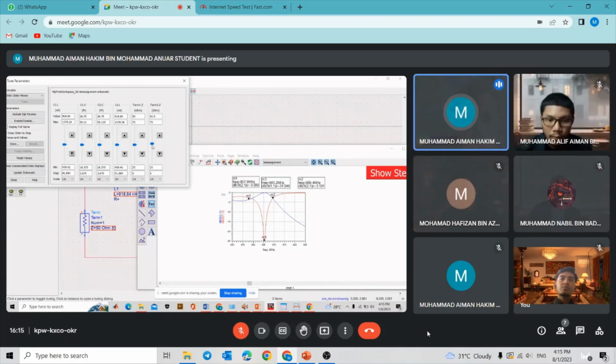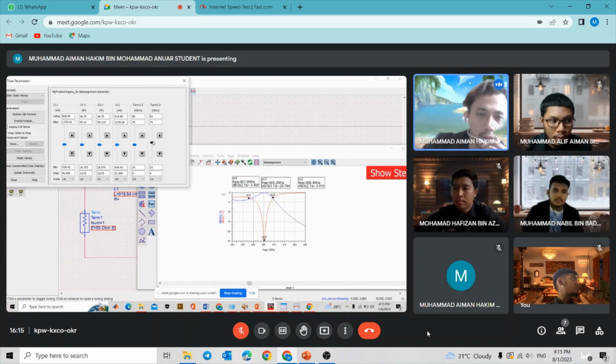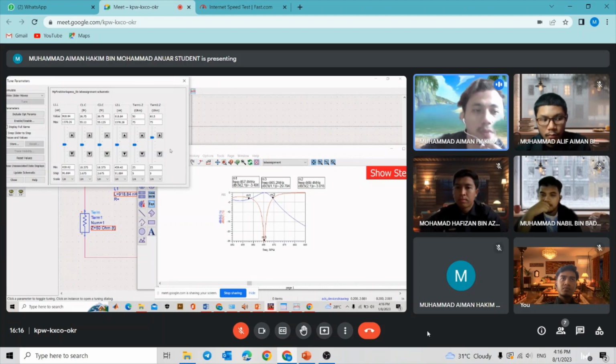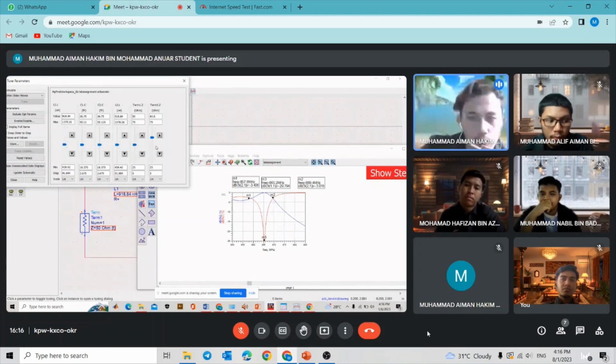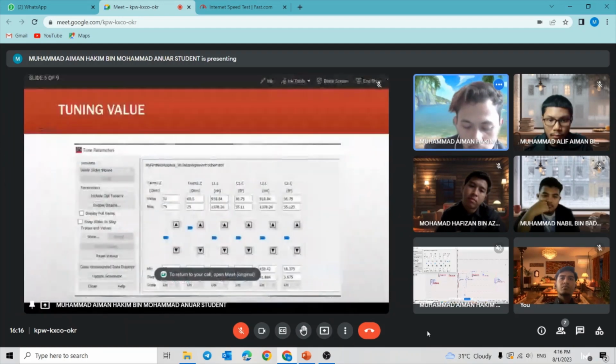This is the tuning based on the Smith chart, because we want to get the Z naught of 50 ohm. We tune and then we get the value that we want, because the bandpass filter is already accurate.